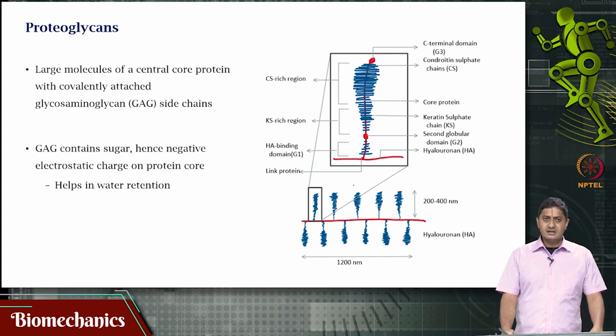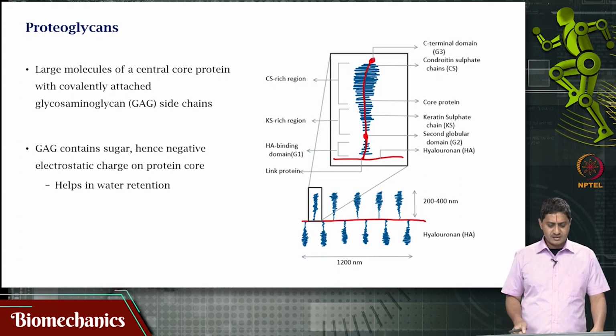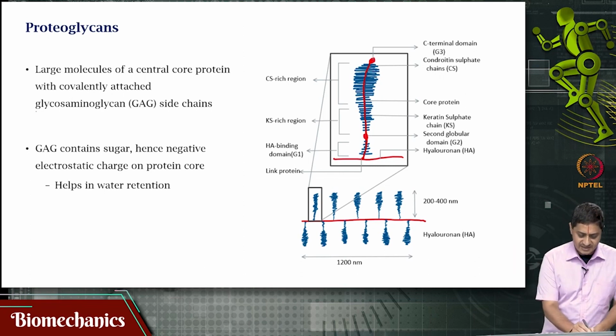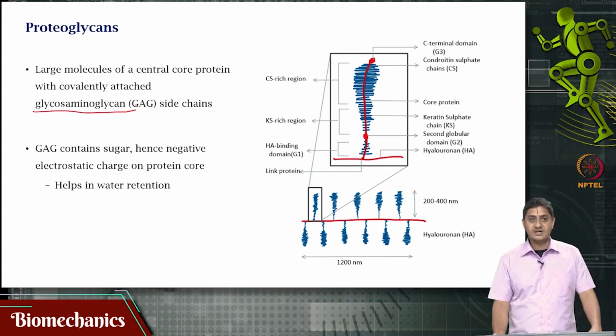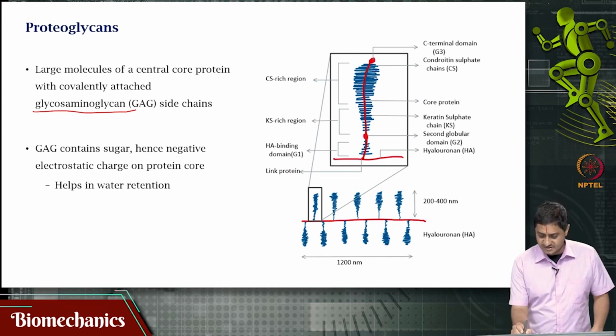Proteoglycans are large molecules that are composed of one central core protein that is shown in red here, with what are called GAG side chains. GAG means glycosaminoglycan side chains, with which they have covalent bonds. These are all the side chains that are now marked in blue.